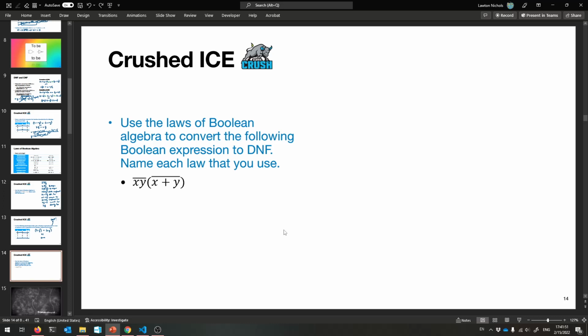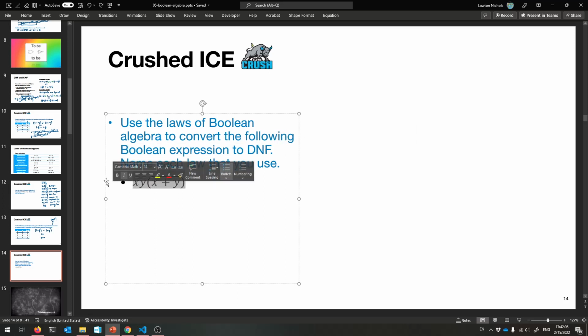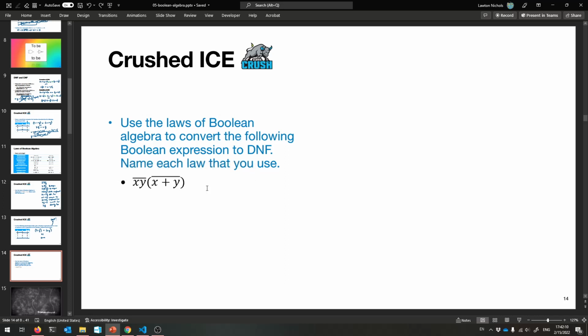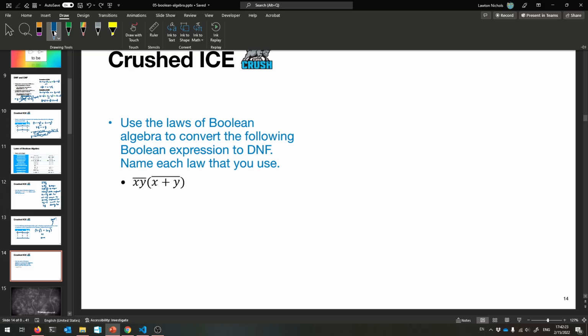And now let me give you one last one to try. So use the laws again. I want you to convert this Boolean expression to DNF, because you can always go there. You can always go to DNF or CNF. It might take a lot of effort though, unfortunately. So try this and name every law that you use. That's important, because it has to be by the book. It has to be equivalent.